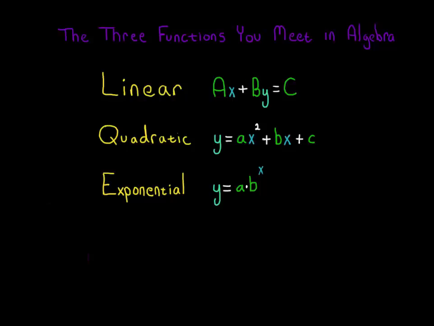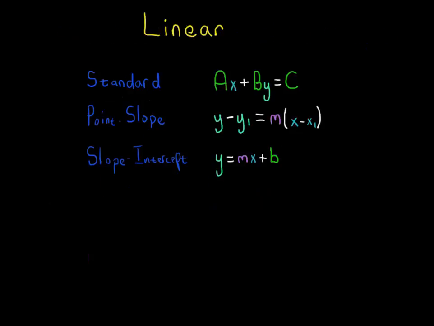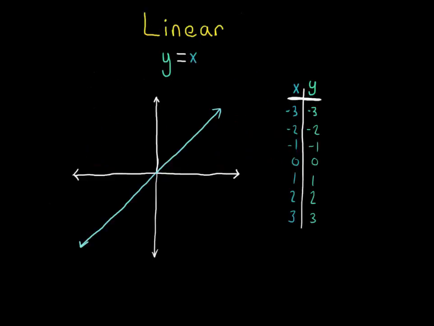This video is an overview of the three functions you meet in elementary algebra: linear, quadratic, and exponential. We'll take these one at a time. Linear functions are generally represented with one of three different types of equations: standard form, point-slope form, or slope-intercept form. We'll dig into the details of these later, but you should already be familiar with slope-intercept.